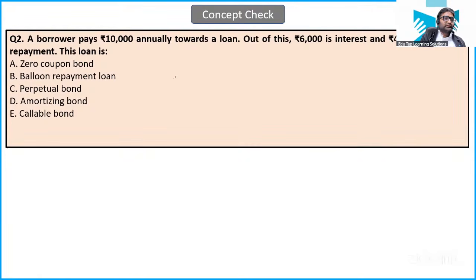If you read this, there is 10,000 rupees paid towards the loan annually. In that, 6,000 is interest, while 4,000 is a principal payment paid back. So this is not a balloon repayment, obviously. So it will be something else. What is that? Yes, I think Krishna is getting the point here. It is an amortizing bond, D.